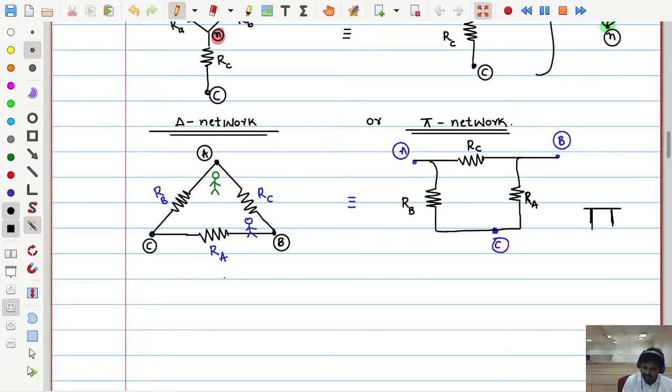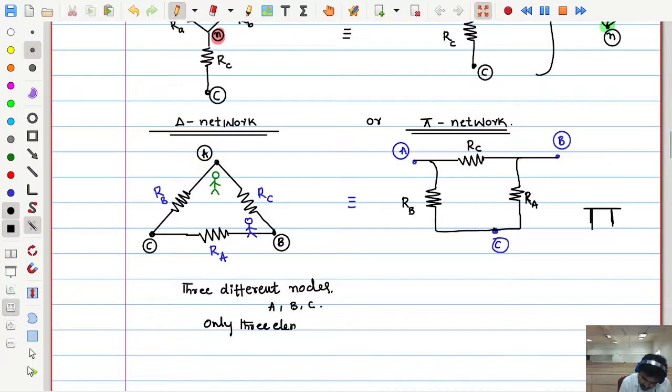So what is the characteristic of this delta network? Three different nodes. What are they? A, B, C. It is not necessarily A, B, C; here we are assuming something. Clear? So three different nodes are connected with three elements. Only three elements are connected among these three nodes in this fashion.